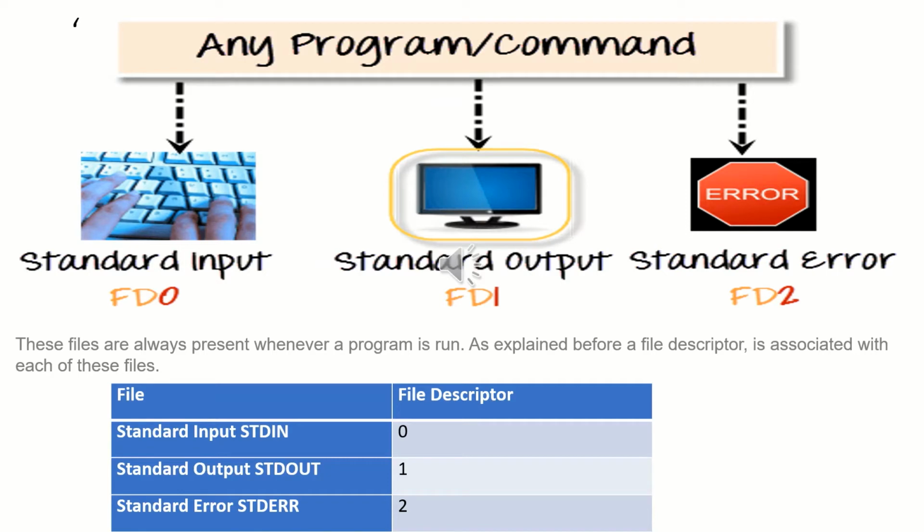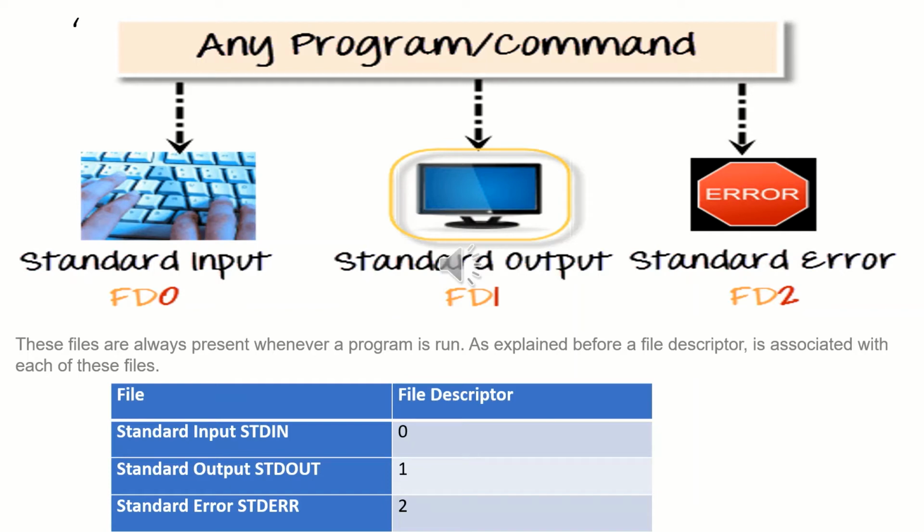In this slide, we are discussing the visualized version of standard input, standard output, and standard error. There are three standard files for any program or command you use in Unix. These files are always present whenever the program is run. If a program requires input, it takes it from the standard input, which is file descriptor 0, FD0.